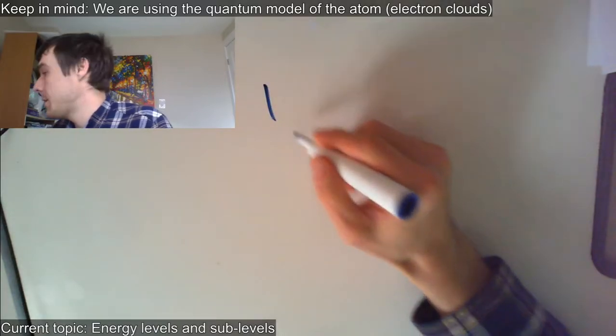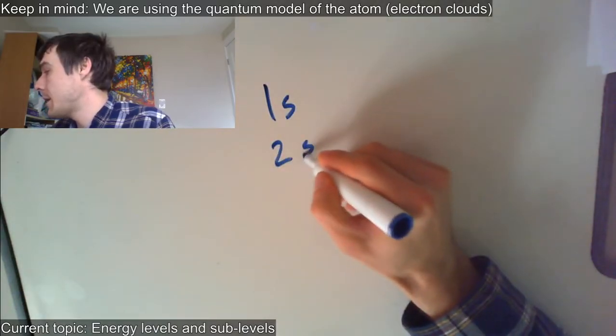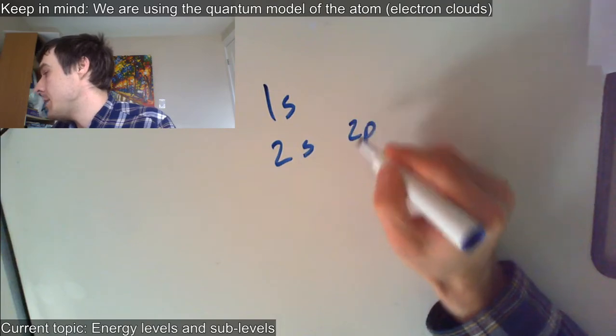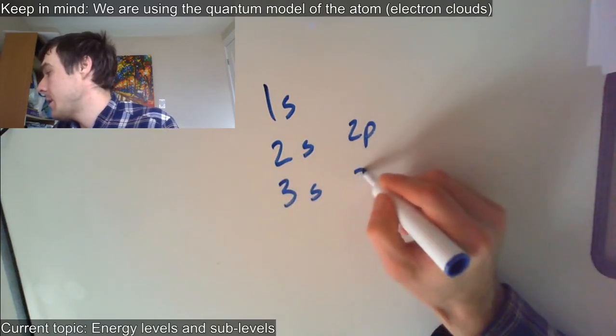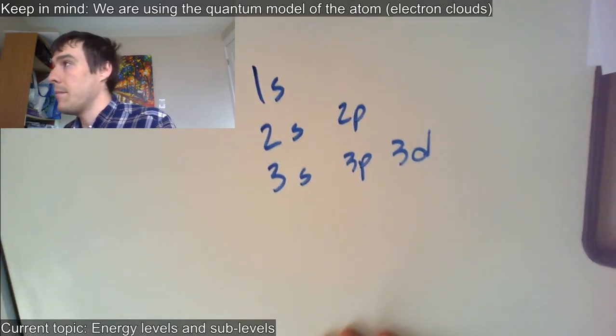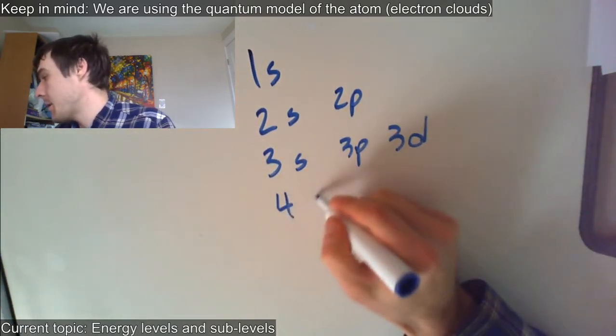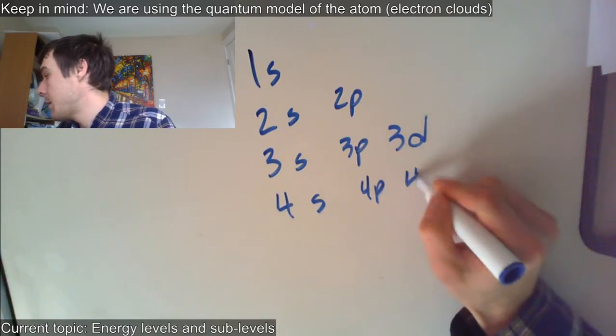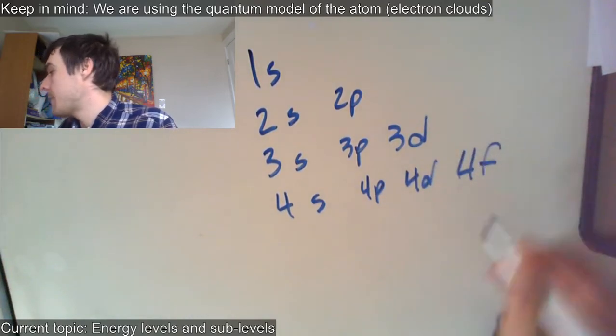if you're in level 1, you can only have 1s. If you're in level 2, you can have 2s and 2p. If you're in level 3, you can have 3s, 3p, and 3d, right? And so on. In level 4, you can have 4s, 4p, 4d, 4f.